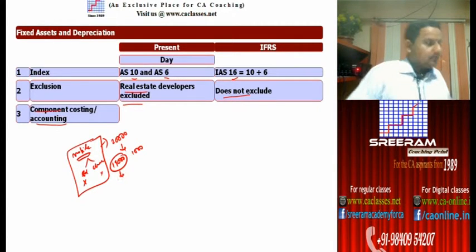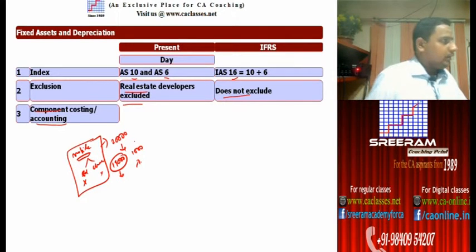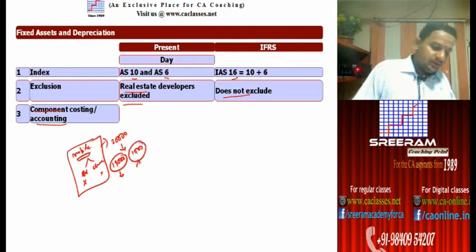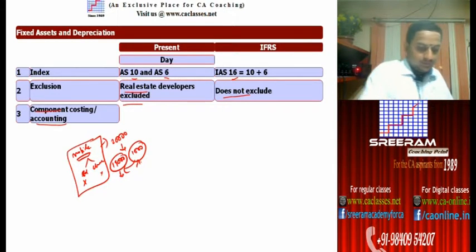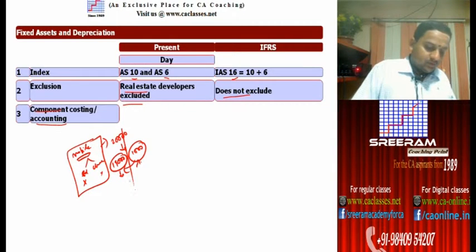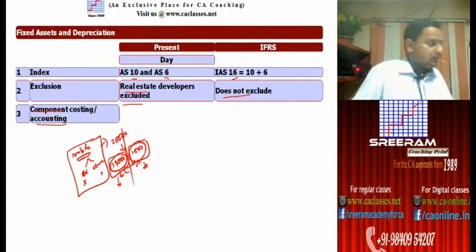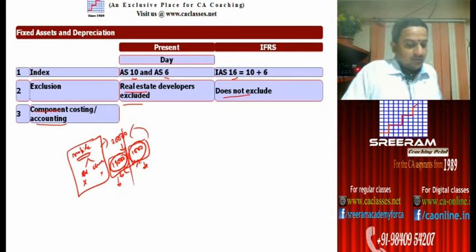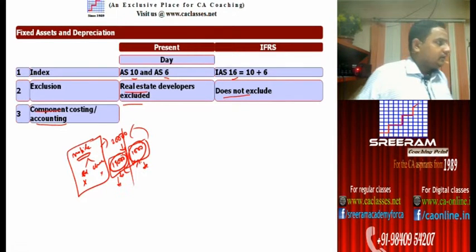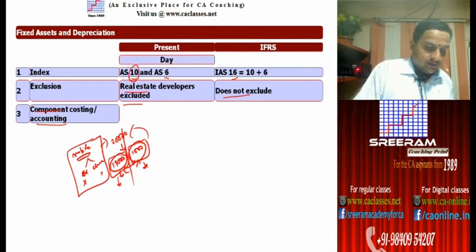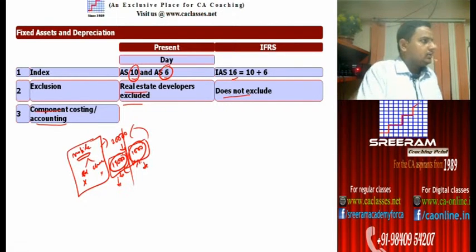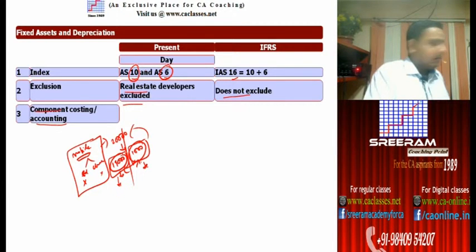The life of this mobile, because of regular usage, may deplete very soon, but the charger we can use for some other mobile also. If you buy one, interchangeably it can be used. So the life of this charger will be different from that of this particular mobile. So in IFRS, what they say is, you just break this into two. For this portion you provide depreciation separately, for that portion you provide depreciation separately. And this is not something told newly in IAS 16. It is there in the present AS number 10 read with 6 also, but it is not mandatory, it is only recommendatory in nature. But in IAS 16, it is compulsory to follow.